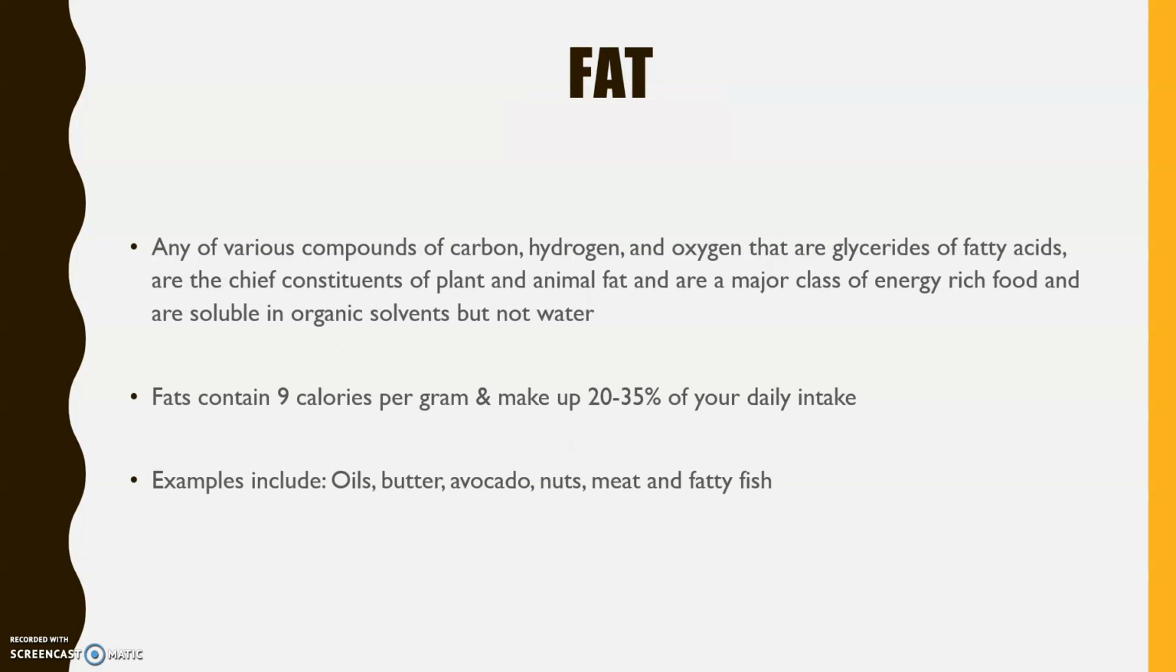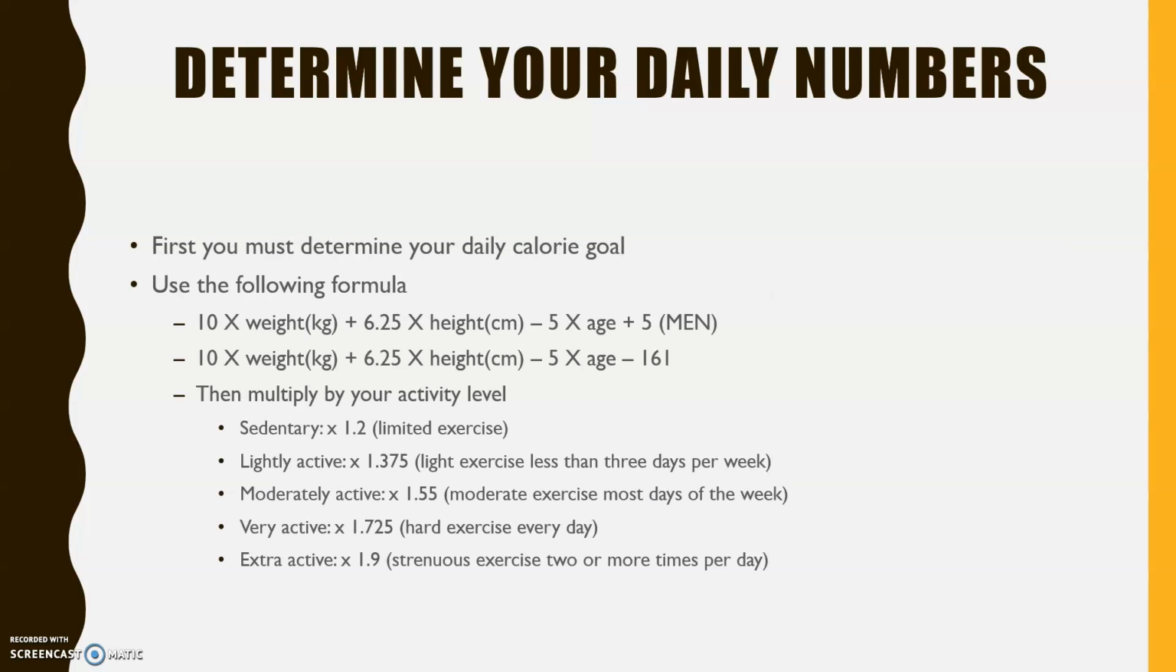Fats. Again, there's a definition here. It shows a little bit about the breakdown of the fat, but for the purpose of this presentation, I really want to just cover the types of foods that are fats. So oils like olive oil, coconut oil, butter, avocado, nuts, meats, and fatty fish, and they contain 9 calories per gram and make up 20 to 35% of your daily intake.